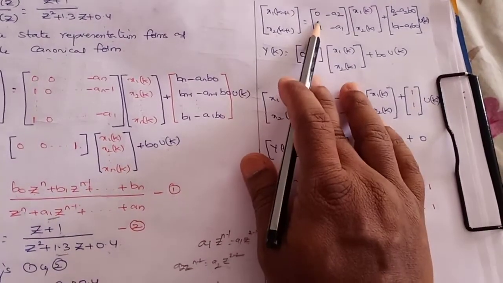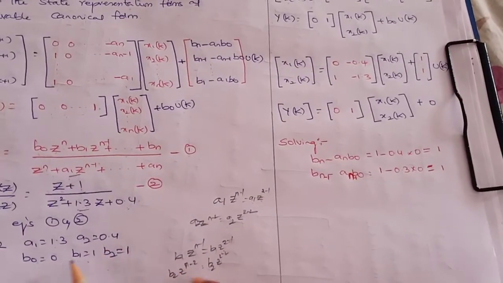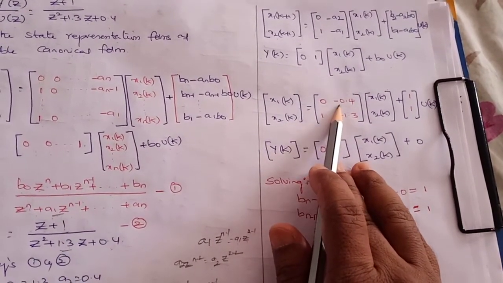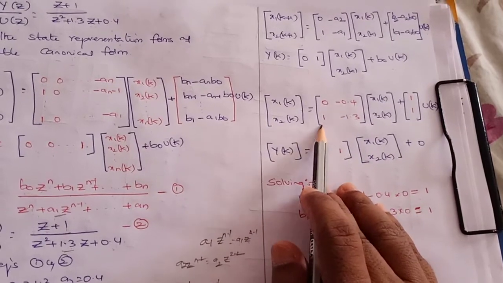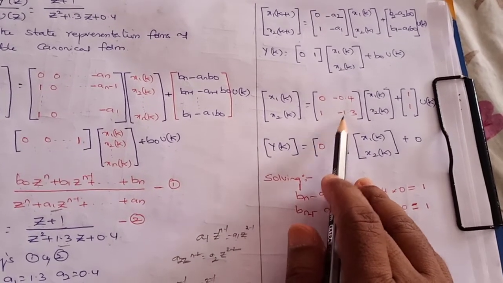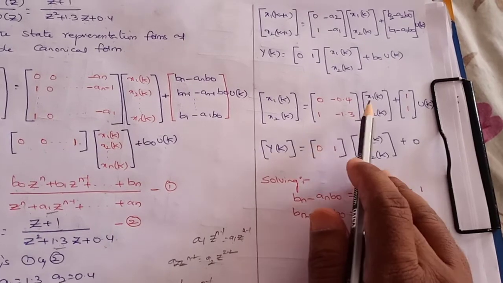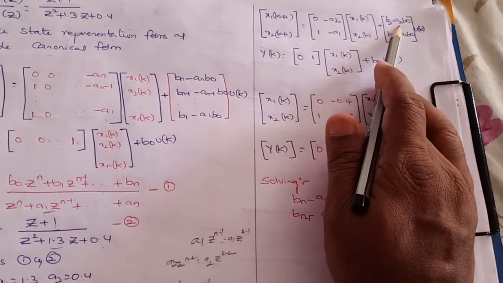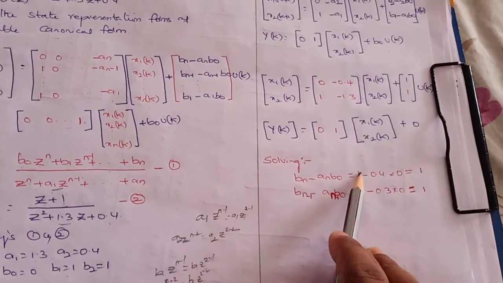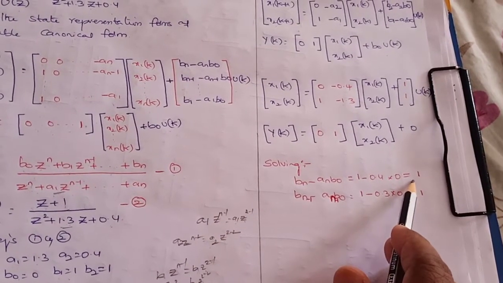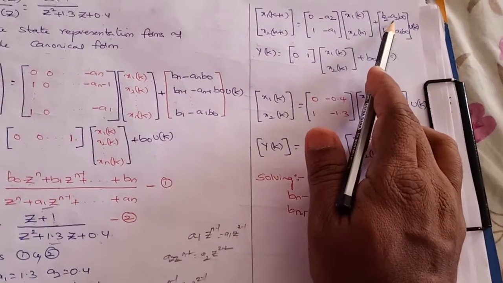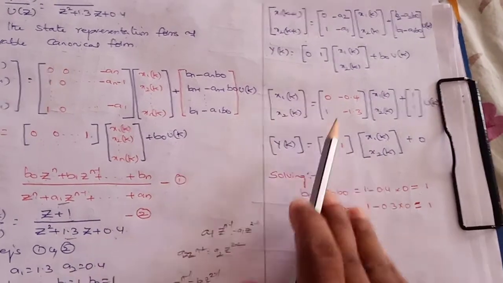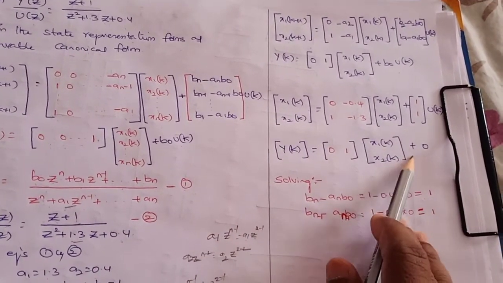Now just substitute the values. We already have the a1, a2, b0, b1, b2 values. Substituting in the above expression: the matrix is 0 1 in the first row, and in the last row minus a2, which is minus 0.4, and minus a1, which is minus 1.3, times x1(k), x2(k), plus, if you solve b2 minus a2 into b0, you get 1, and b1 minus a1 into b0 also gives 1, as we did in the earlier problem. So the column is 1 and 1, and y(k) equals 0 1 times x1(k), x2(k), and the D matrix is 0.